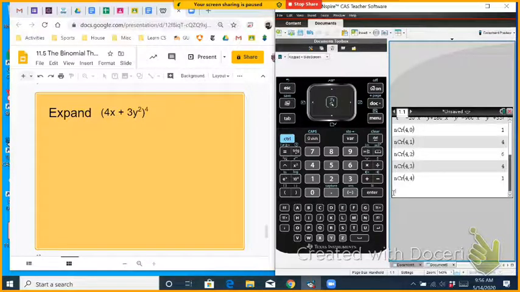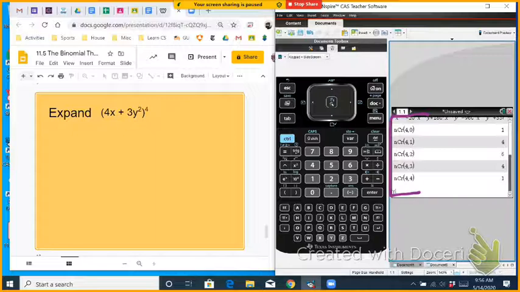Let's expand now (4x + 3y²)⁴. I chose this one because one of the terms has an exponent, so that's going to affect our answer a little bit, so I want to talk about that. And just to save us some time, I already did the Pascal's triangle row 4 over here on the right, so we're going to use those numbers to expand this out.